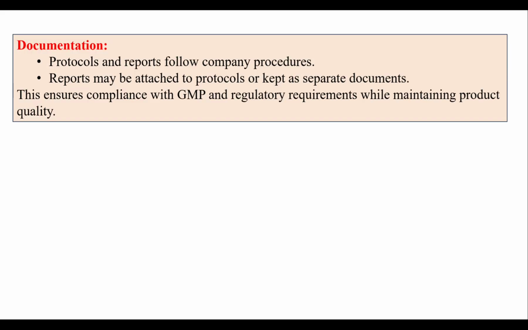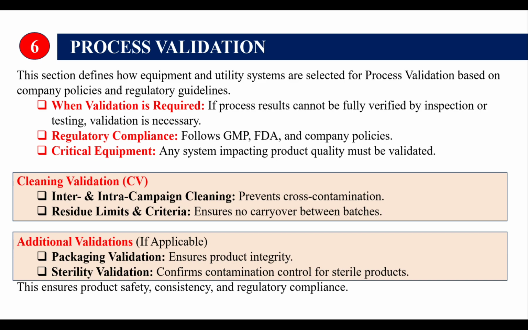After completing qualification, we must document every report. After that we have process validation. This part defines when and why process validation is needed. If a process result cannot be confirmed by simple inspection, validation becomes mandatory. It includes cleaning validation, residual limits, and operational areas like packaging validation and sterility validation to ensure no cross contamination and product integrity.